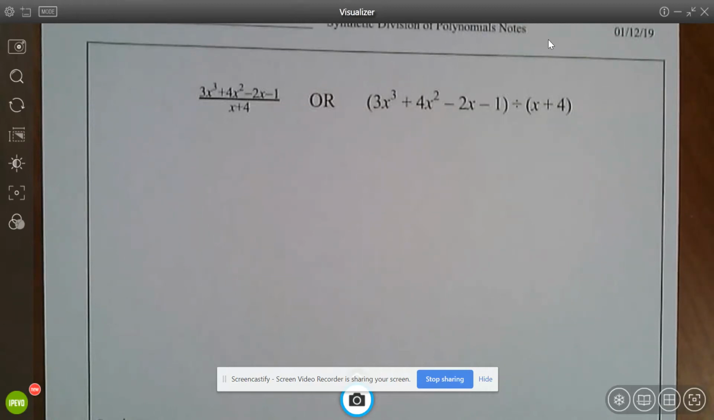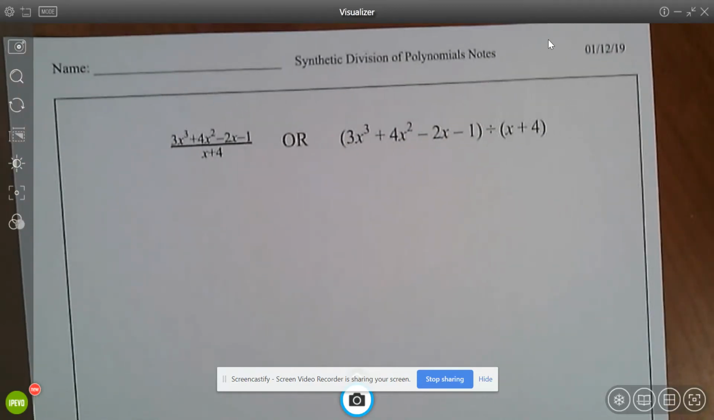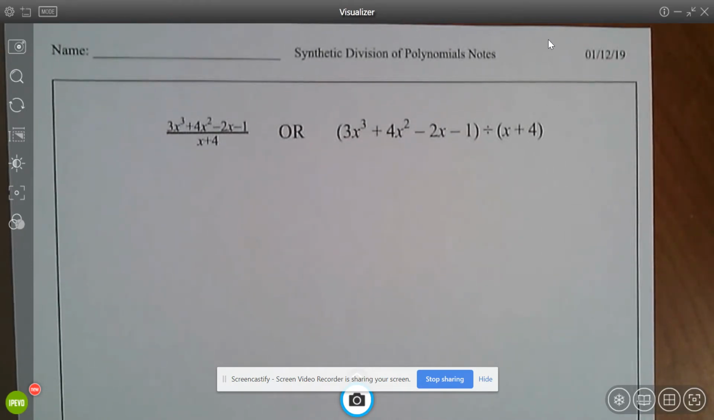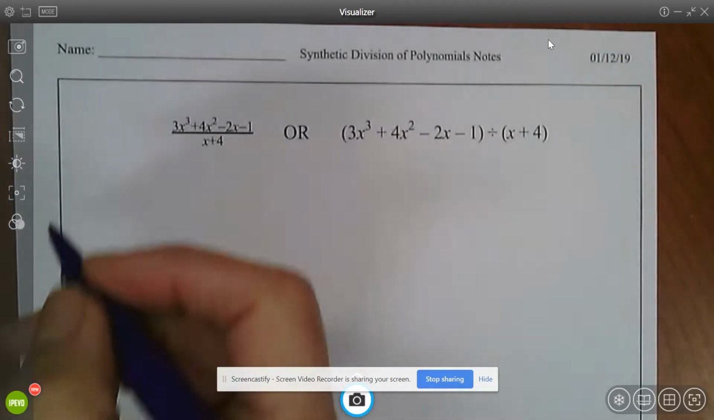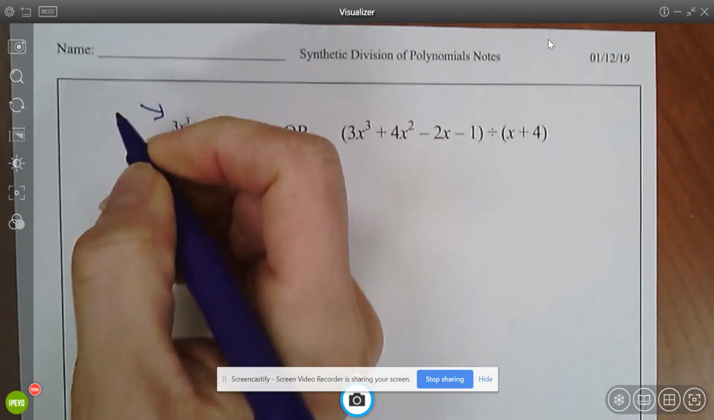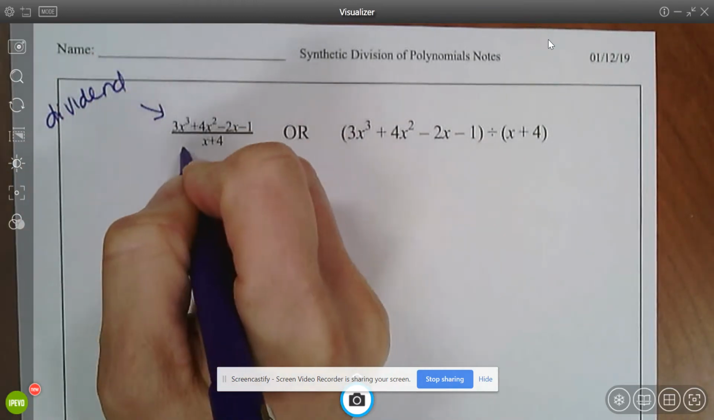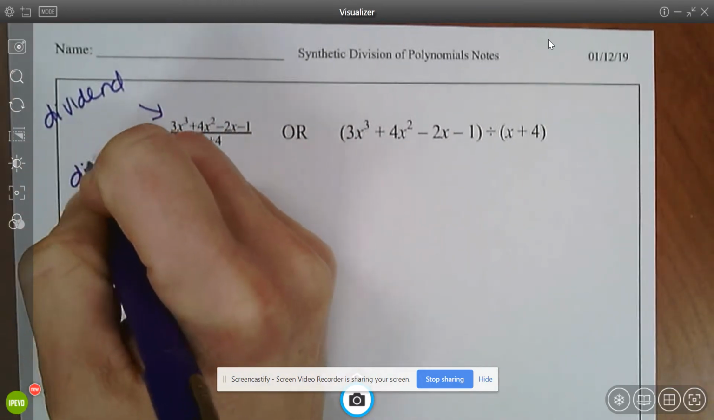This video will teach you how to use synthetic division to divide polynomials. So let's begin by talking about the setup for division. Up here, that's your dividend. And down there is your divisor.